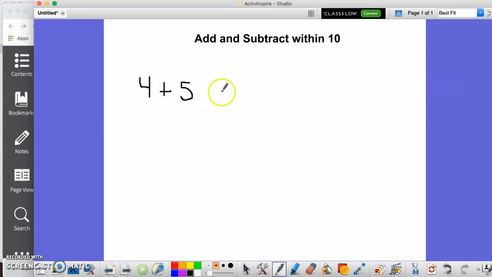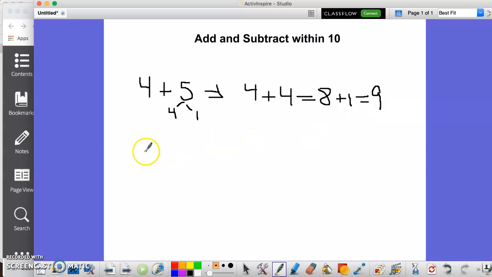Well, we know doubles. So what I'm thinking of is a double, a double 4. So 4 plus 4 is 8. But I know that 5 is really 4 and 1. So I've already used these two 4s right here, so I still have to add my 1 more. So that's why we call it doubles plus 1. And that's going to equal 9, because we're going to add 1 more to 8.